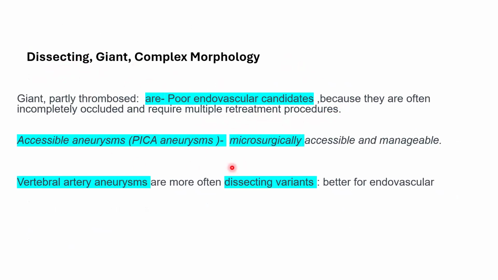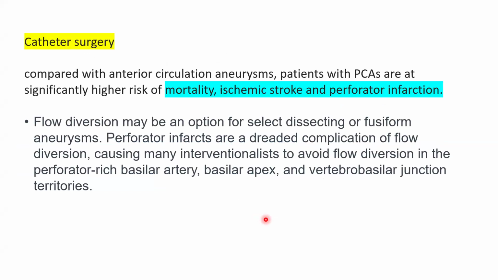Then vertebral artery aneurysms are usually dissecting aneurysms. They are better for endovascular treatment because either you put the flow diverter across the wall where there is dissection, or you occlude the artery if the other artery is dominant and supplying, if the dissection is beyond the PICA origin. So they can be better managed with endovascular treatment without opening the skull.